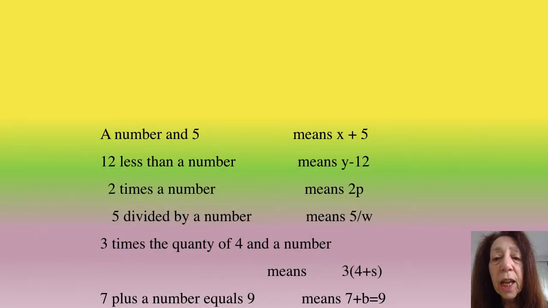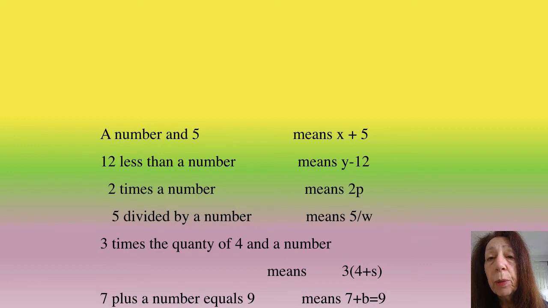And here's what it looks like when you put it from words to math terms. A number and 5 means any letter you want, x plus 5. 12 less than a number, that letter has to come first because you're then subtracting 12. I used y minus 12. 2 times a number, again, any letter you want.